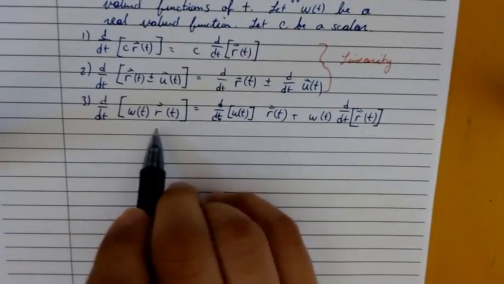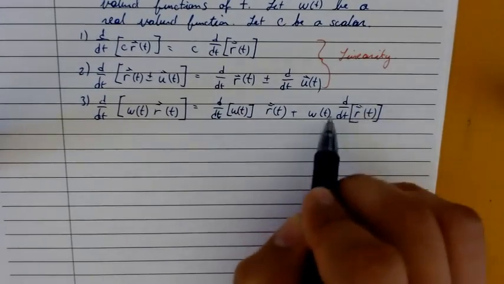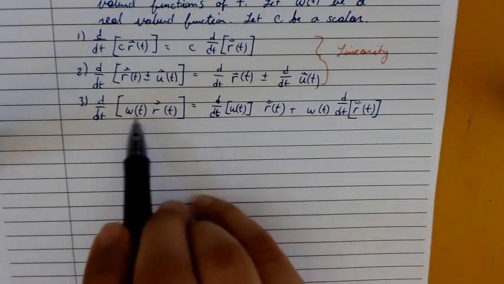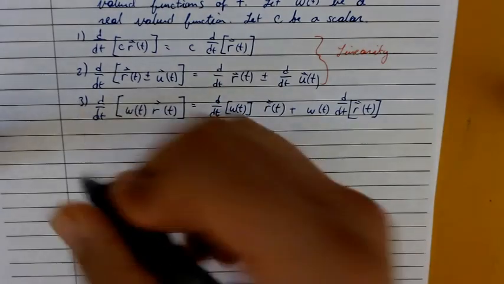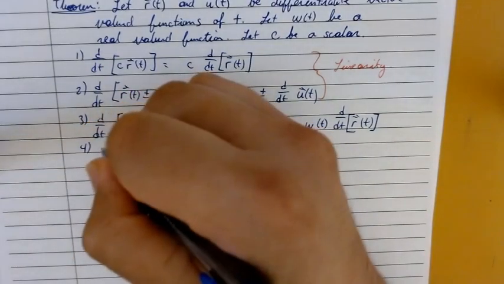To take the derivative of a product, you take the derivative of the first part times the second plus the derivative of the second part times the first. It's the product rule. Notice here that we see this with the product of a real valued function and a vector valued function. Of course, you can see that with the product of two vector valued functions.